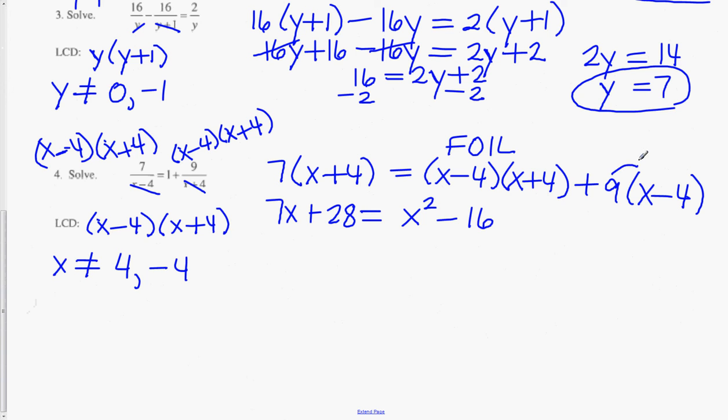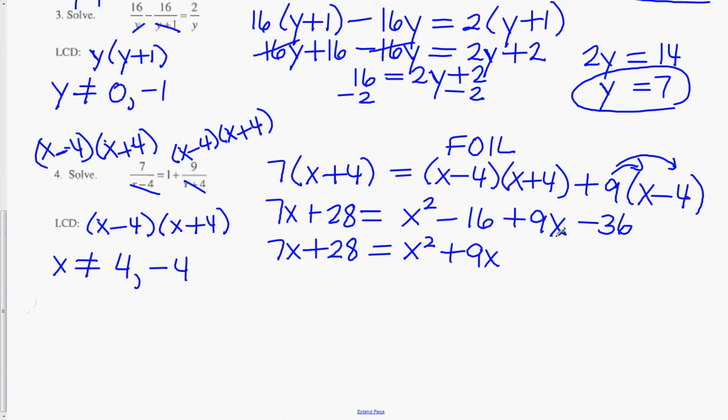Okay, then I'm going to distribute the 9. And so I'm going to have plus 9x minus 36. Okay, so nothing's happening with the left side yet. Let's combine like terms. I've got an x squared, I've got a plus 9x, and then negative 16 minus 36 is going to give me negative 52. Now this is an x squared one, so I need to bring everything over and factor. So I'm going to subtract 7x from both sides, and I'm going to subtract 28.